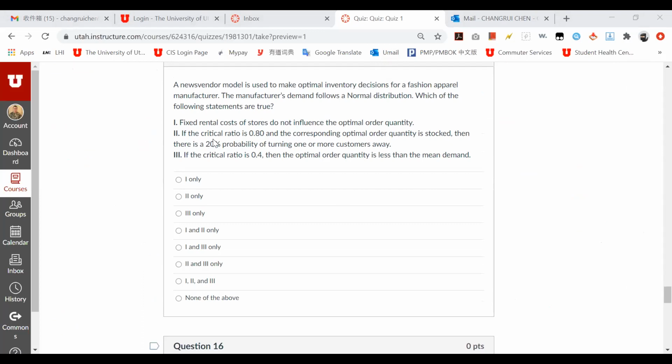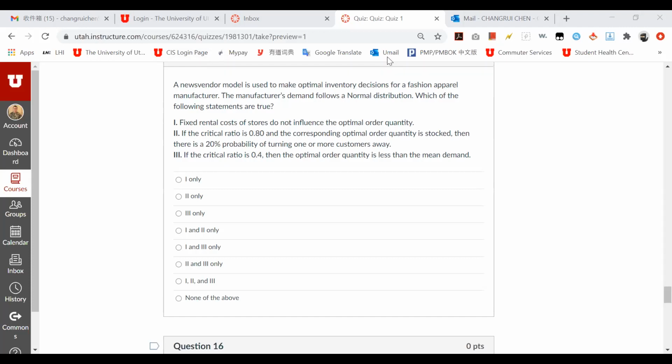Okay, so a newsvendor model is used to make optimal inventory decisions for a fashion apparel manufacturer. So fixed rental costs do not influence optimal order quantity. And this one is true. If the critical ratio is 0.8 and the corresponding optimal order quantity is chosen, then there's a 20% probability of turning one or more customers away.